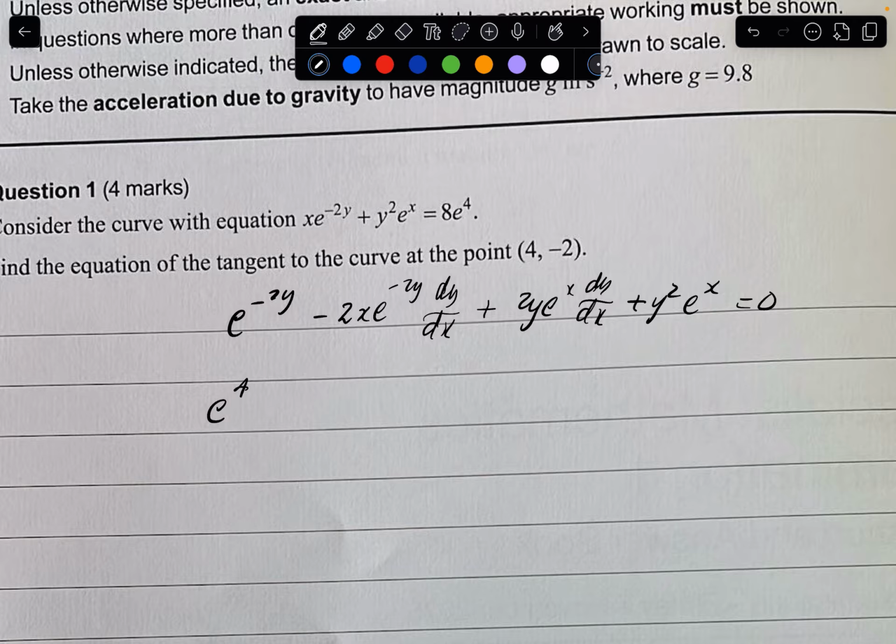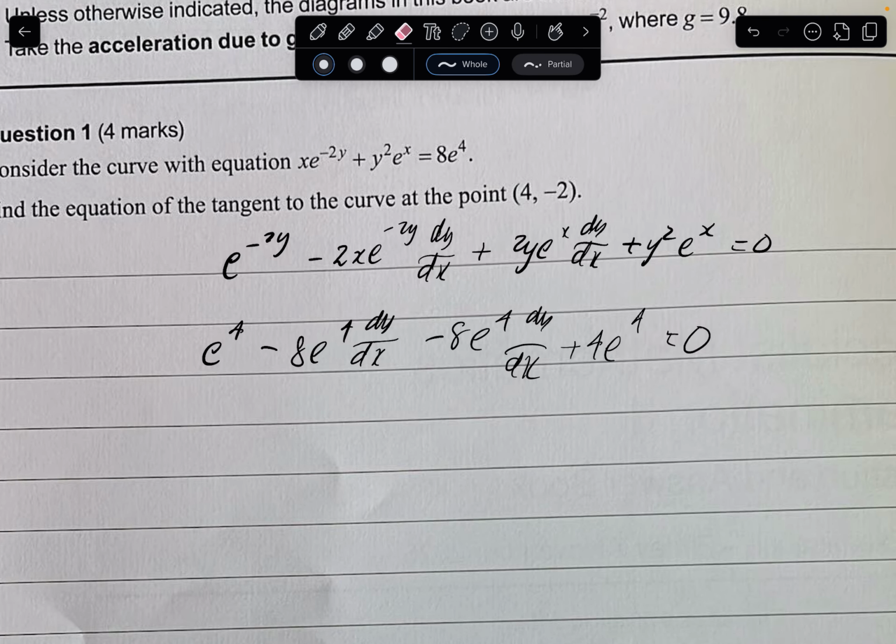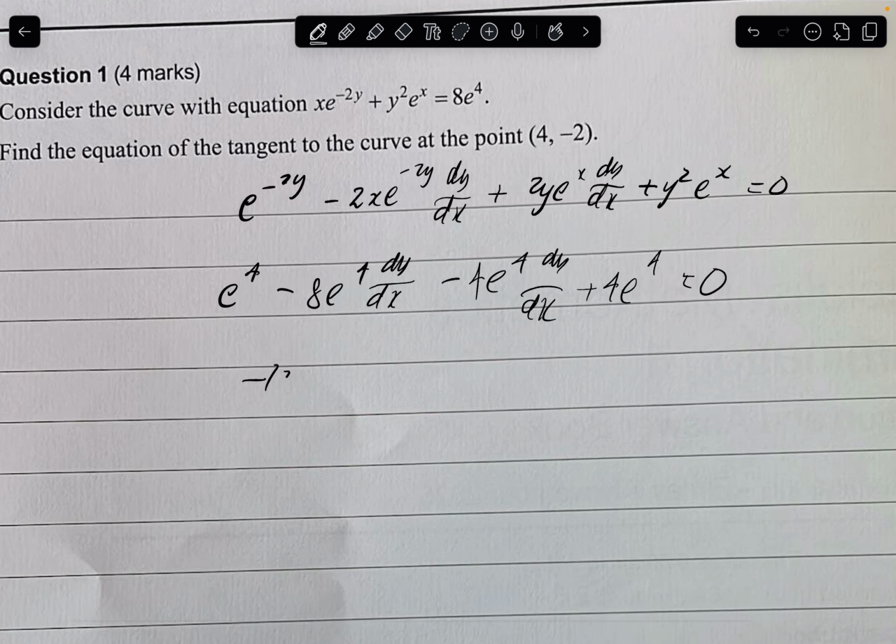So e to the power of 4 minus 8 e to the power of 4 dy/dx minus 8 e to the 4 dy/dx plus 4 e to the 4 equals 0. So what did I do? That's minus 4 e to the 4. So that'll be negative 12 e to the 4 dy/dx equals negative 5 e to the 4, so dy/dx is equal to 5 on 12.